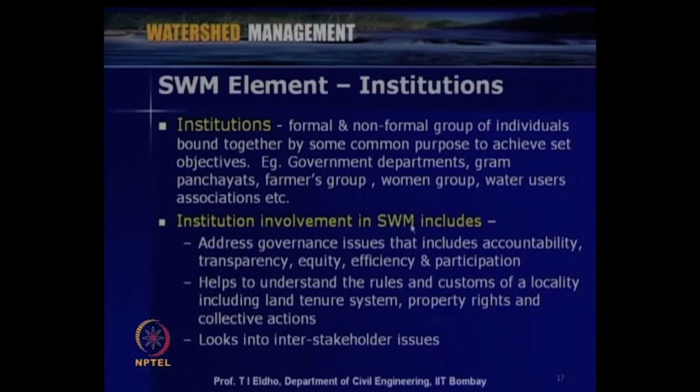The involvement of institutions in sustainable watershed management is such that these institutions can address governance issues that include accountability, transparency, equity, efficiency, and people participation. Then institutions help to understand the rules and customs of a locality, including the land tenure system, property rights, and collective actions.